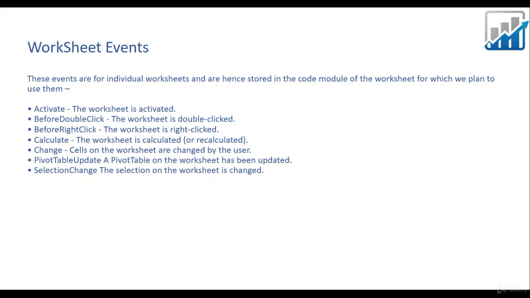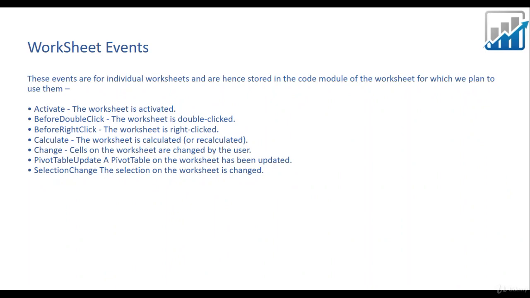Now, worksheet events. These events are for individual worksheets and hence are stored in the code module of the worksheet for which we plan to use them. Activate: when a particular worksheet is activated for which this code has been written. Before double click: when the worksheet is double clicked. Before right click: when the worksheet is right clicked. Calculate: when the worksheet is calculated or recalculated. Selection change: the selection on the worksheet is changed, and so on.